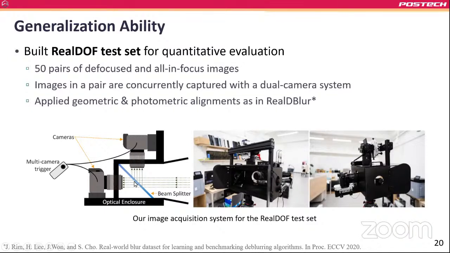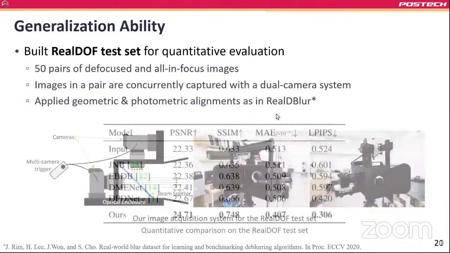Here we have this dual camera system like this. We have a beam splitter, and the input light is split into two parts, and we have two cameras. One captures the ground truth, and the other captures the defocus blurred image. Then this is another picture. And then here we have the test set.